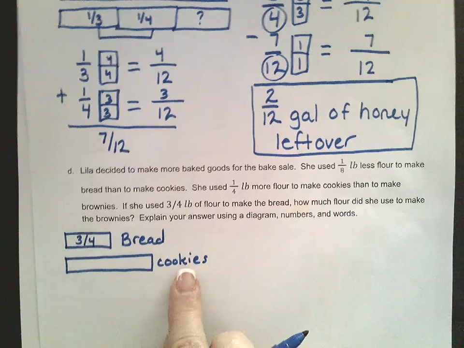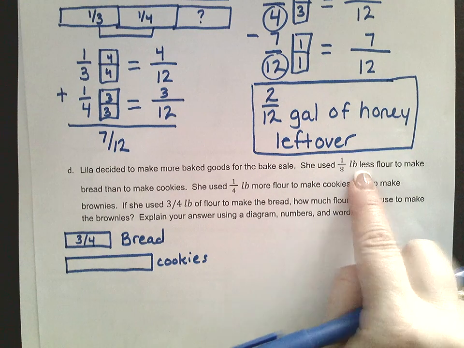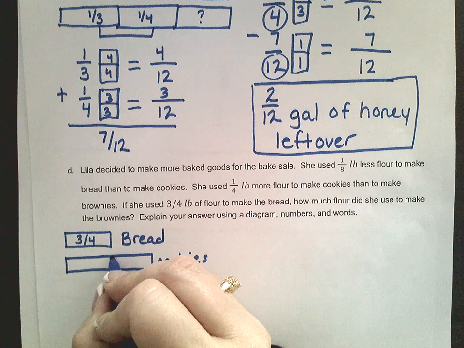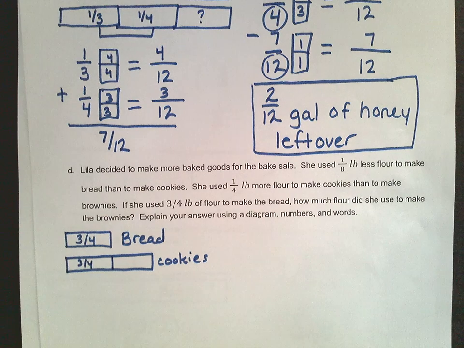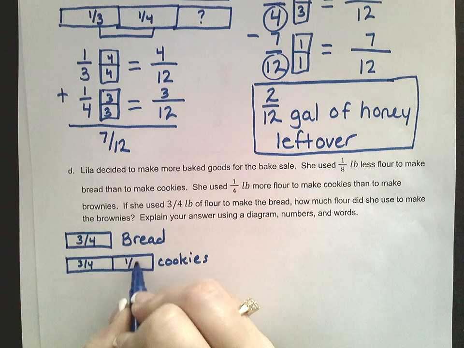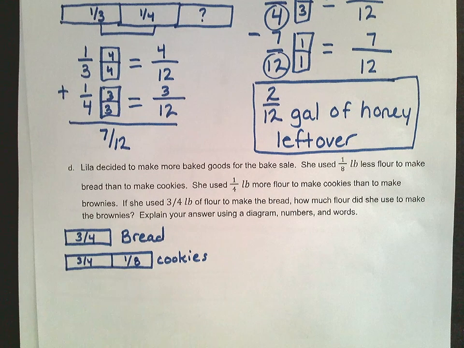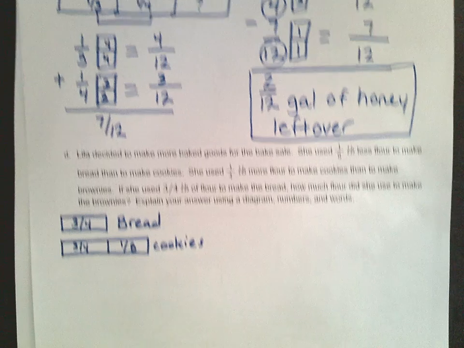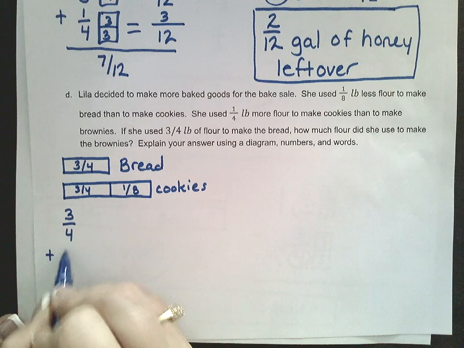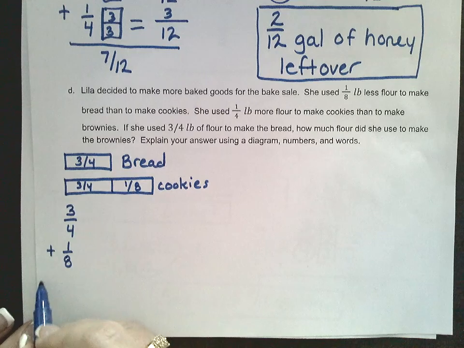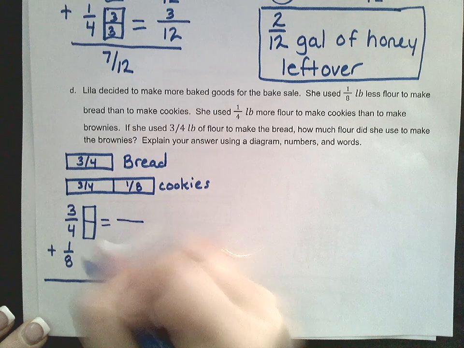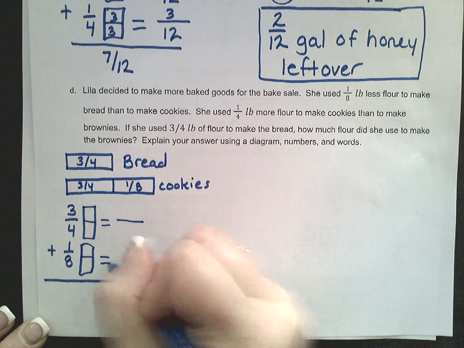Let's look at cookies. It says she used 1/8 less flour to make bread than to make cookies. So that means she used 3/4 for bread, but 1/8 more for cookies. So that means for our cookies, we're going to have to add 3/4 plus 1/8 in order to figure out our cookies. So let's do our cookies first. So we're going to set up 3/4 plus 1/8. We're going to start out by setting everything up. So we're set up for success.